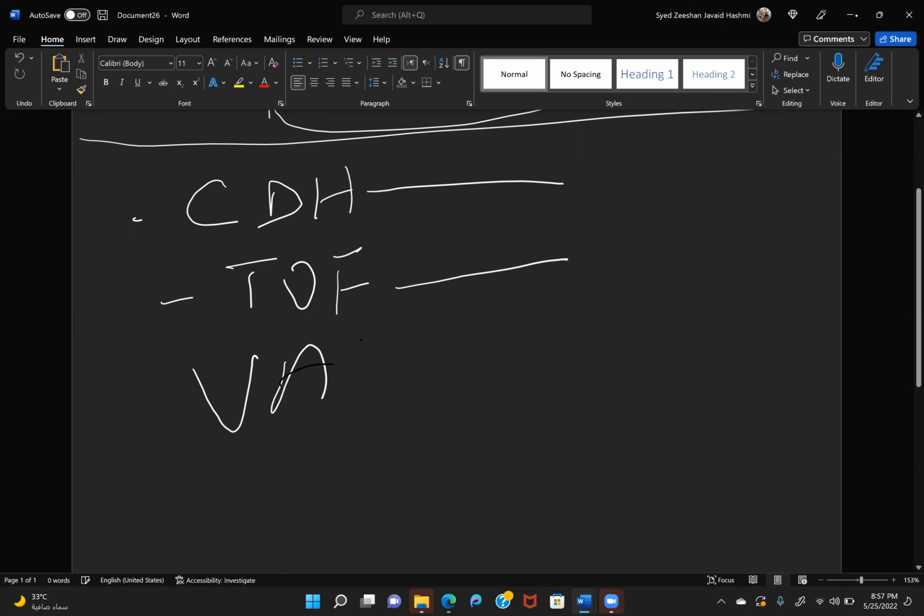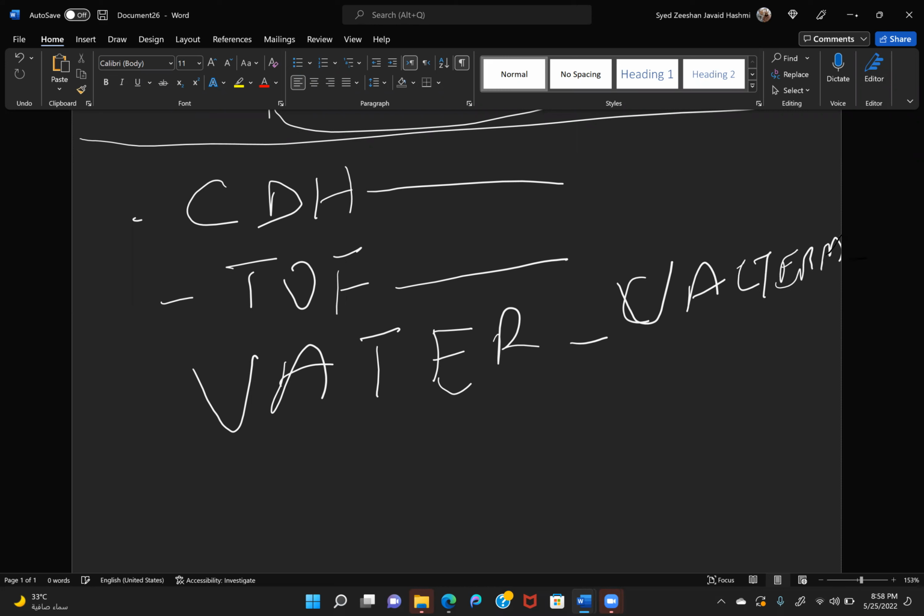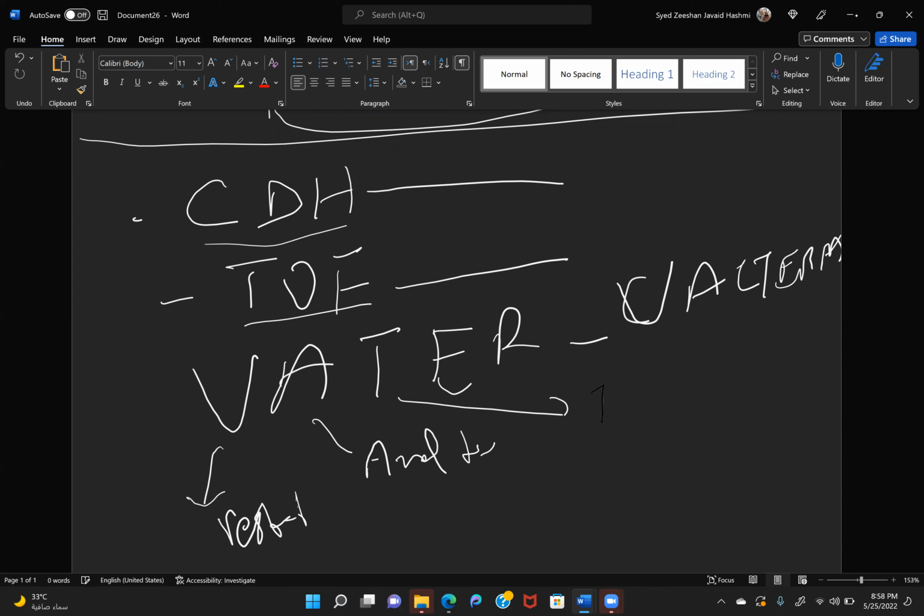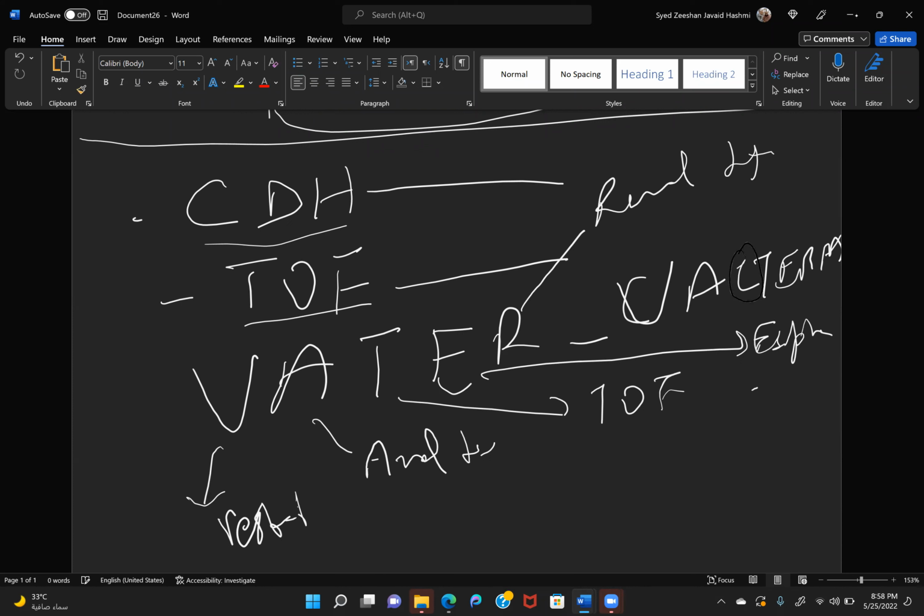Remember one thing, there is a mnemonic, VACTERL. If you have a patient with tracheoesophageal fistula or congenital diaphragmatic hernia, there is a mnemonic and there is a syndrome. These patients will have one anomaly associated with other anomalies, so there may be one or more associated congenital anomalies. V is for vertebral anomalies, A is for anal dysplasia, T is for tracheoesophageal fistula, E is for esophageal atresia, R is for renal dysplasia, and C is for cardiac anomalies.